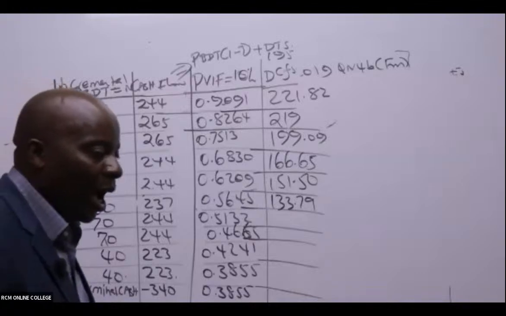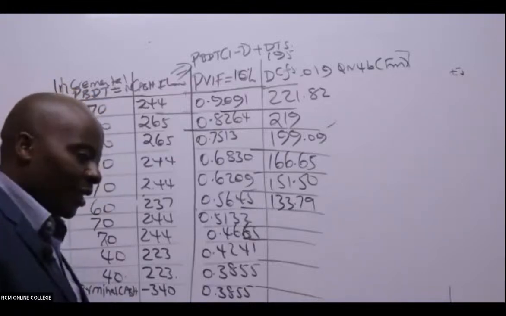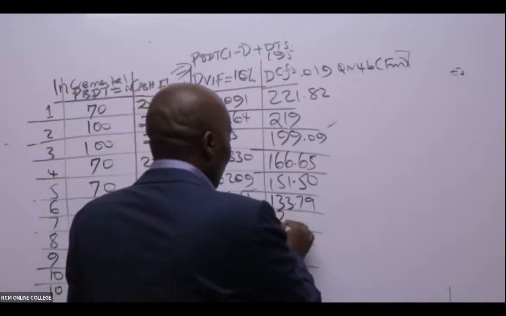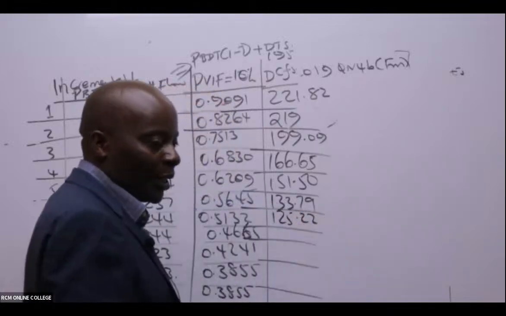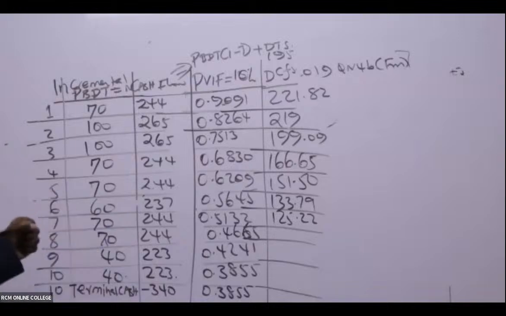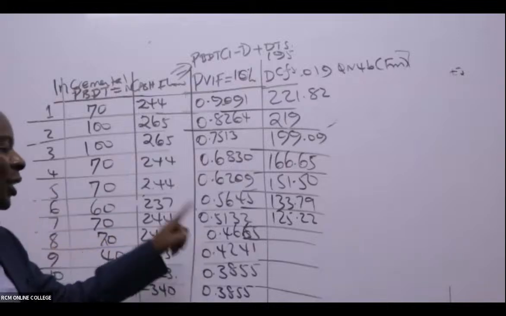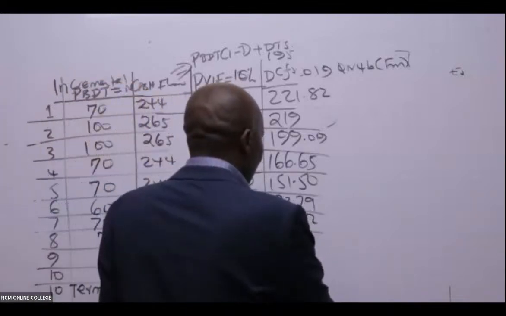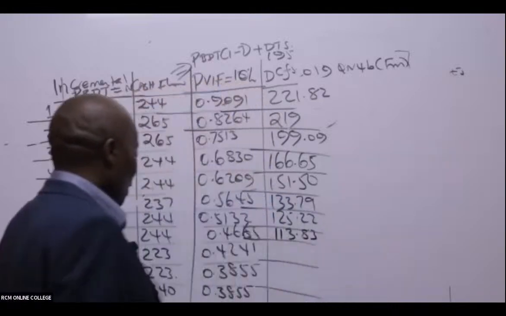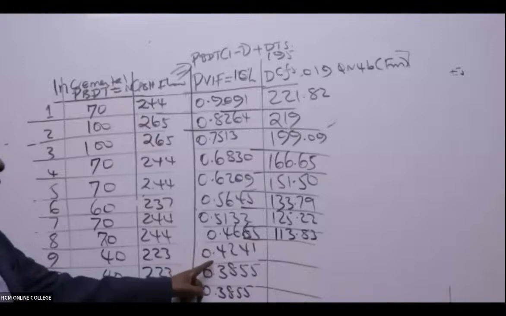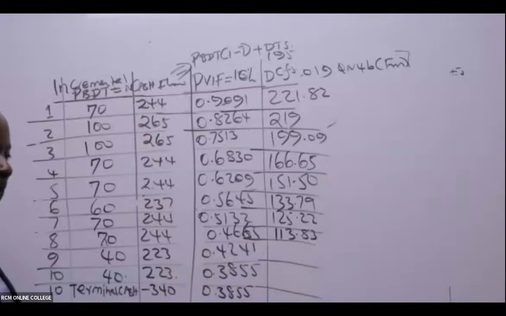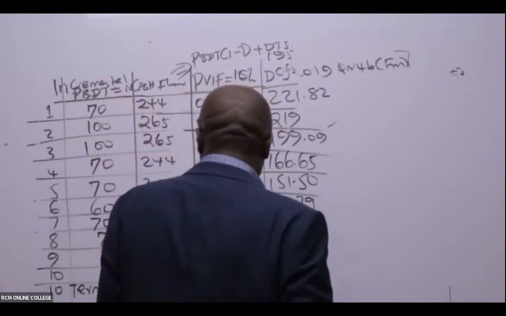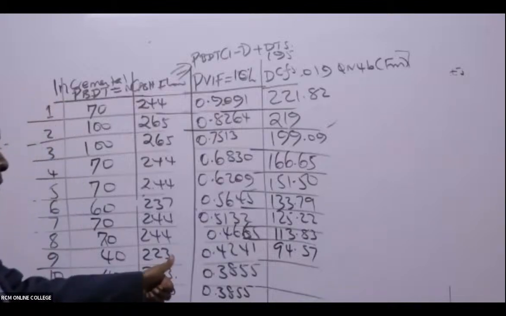Then we take 244 times this. Let me go slow here. 125.22. This is the correct answer. We are almost there. I'm so excited. Year number 8, 244 times this. So we have here 113.83. Then we go to 223 times 0.4241. 94.57. Then we go to the second last. 223 times 0.3855.